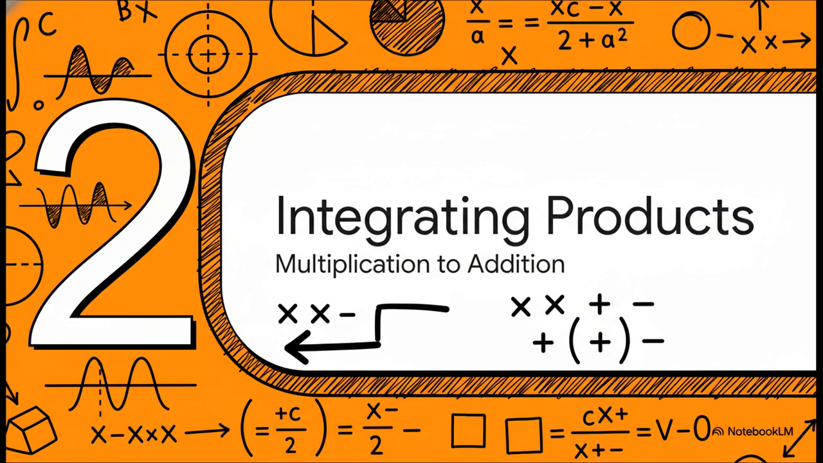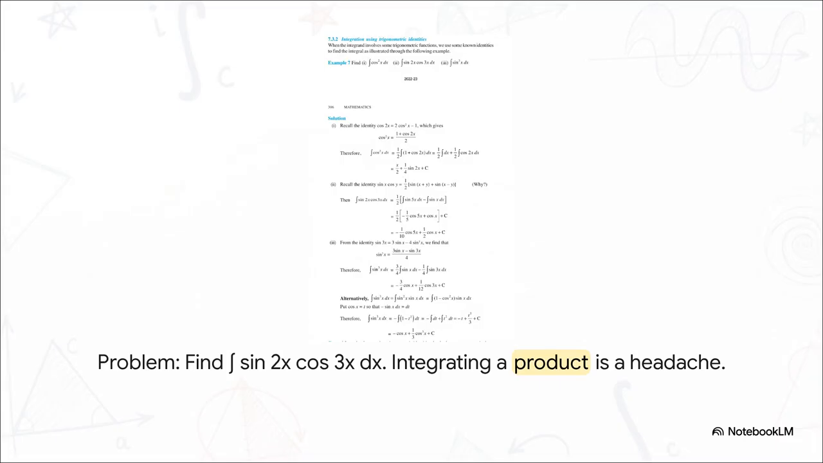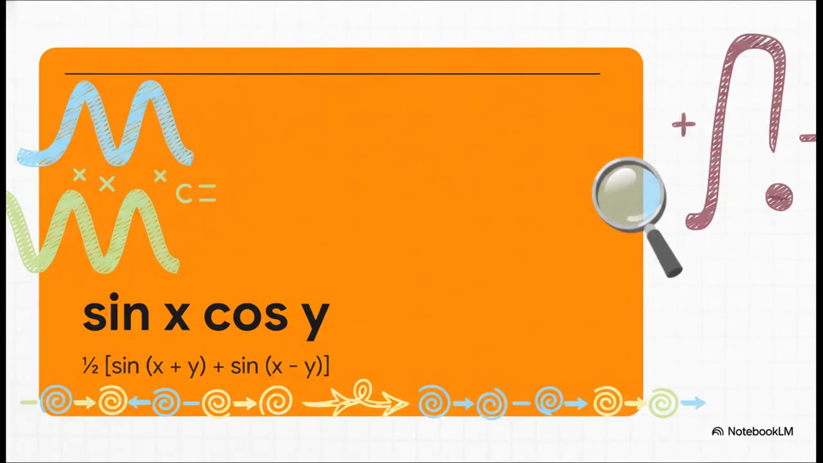Here, the idea is to take a really difficult multiplication problem and, you guessed it, use another identity to turn it into simple addition or subtraction, things we can actually handle. So, take a look at this one, the integral of sine of 2x times cosine of 3x. Just like before, trying to integrate a product like this directly is a major headache. But thankfully, we have another special tool for exactly this situation. The tool for this job is a product-to-sum identity.